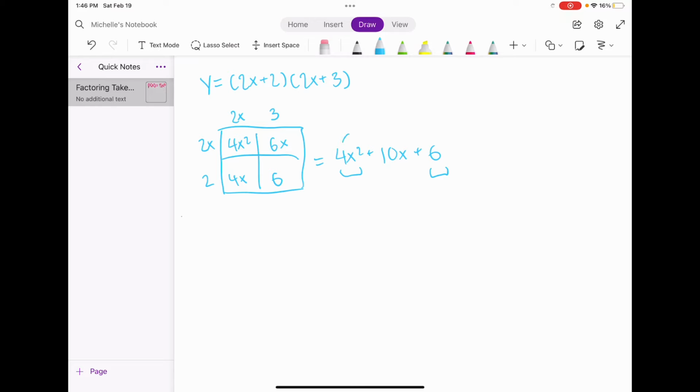I'm going to refer to the 4 as my leading coefficient. And I'm going to refer to the 6 as my constant.